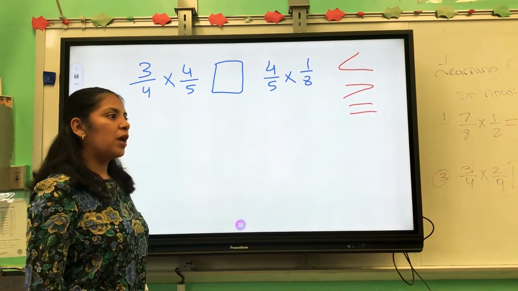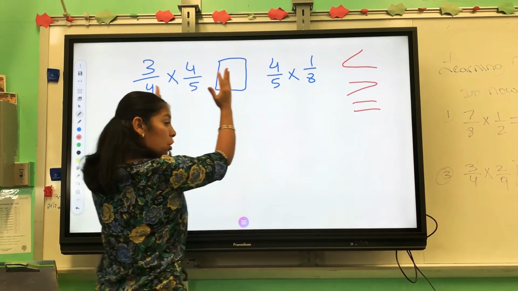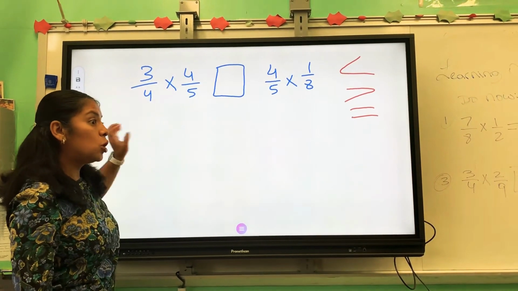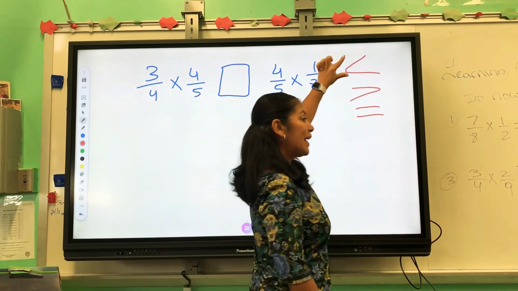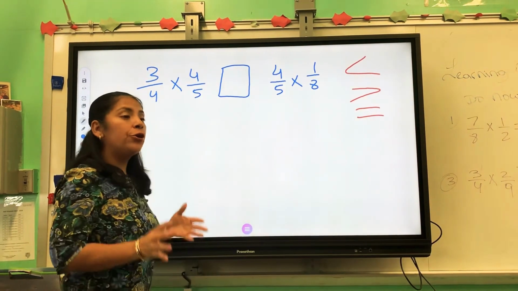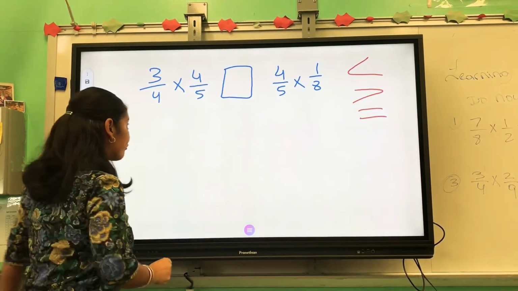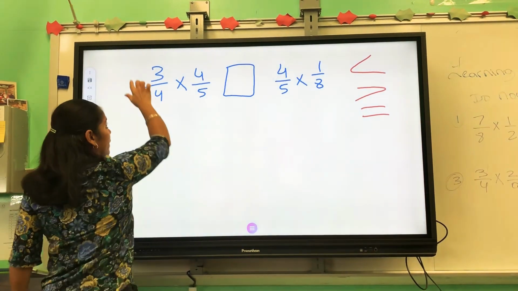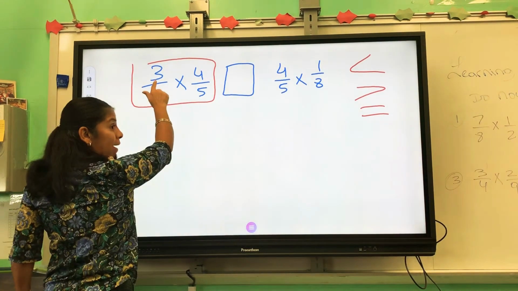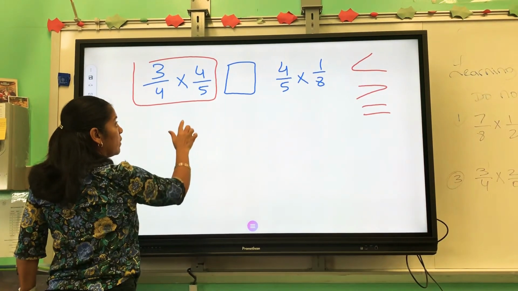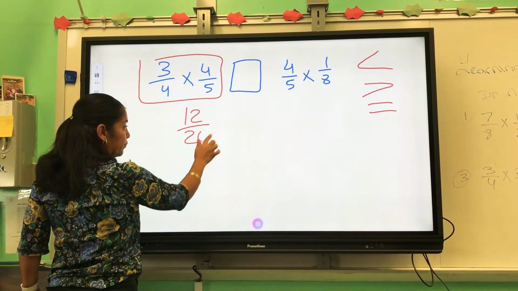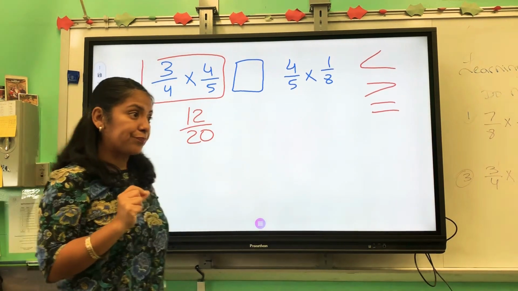Okay, now, as you can see, we have two different expressions here of multiplication of fractions, right? So we're going to identify which one of them is less, greater, or if they are equal. So what I'm going to do first is the following. I'm going to multiply this side, which is my numerator first. 3 times 4 will give me equals to 12. And 4 times 5 will give me equals to 20. So I have an answer.